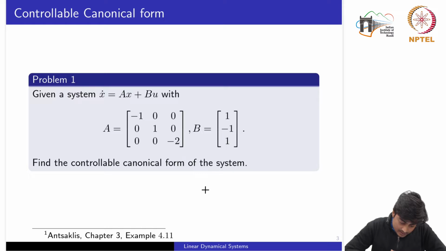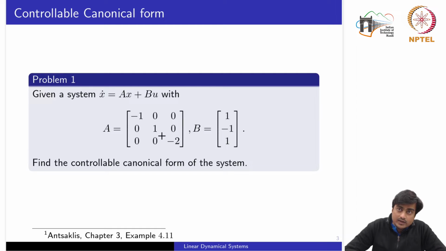So problem 1 speaks about this: given these A, B matrices of a linear time invariant system, we need to find the controllable canonical form for this given A, B pair. This problem was taken from this book, from chapter 3, example 4.11. If you recall the canonical form of this pair A, B, you can directly write that canonical form by computing the characteristic polynomial. Once you have obtained the characteristic polynomial, then looking at its coefficients, you can directly write the controllable canonical form of this pair A comma B.